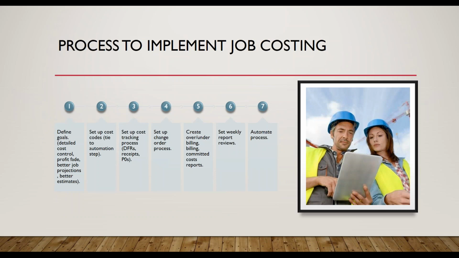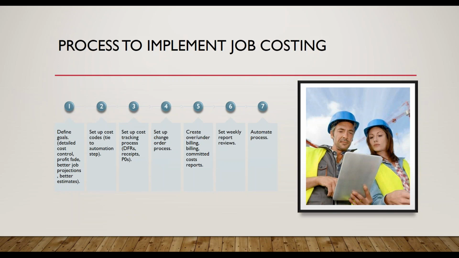So here you go, a nice straightforward process to implement job costing, 1 through 7. First is define your goals. Yes, we all know it's to make more money, but that's simply not good enough in defining goals for any project. So the question is, are you talking about cash flow, profit, future profits? Maybe you want to stop the bleeding today.